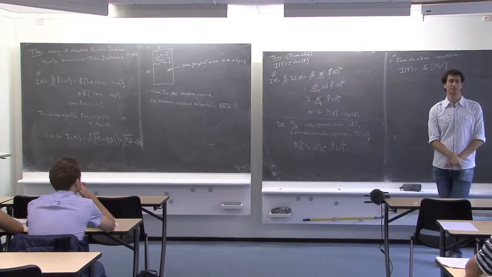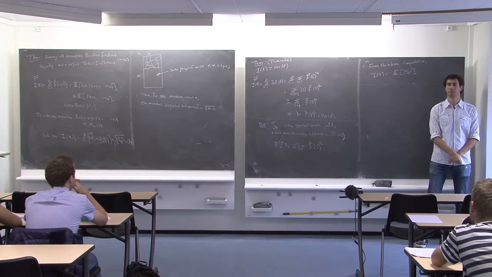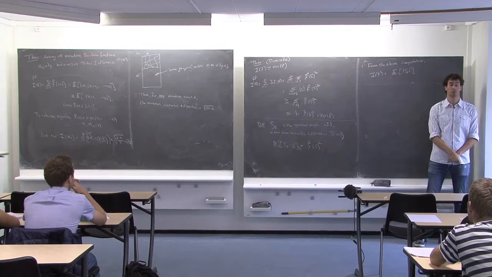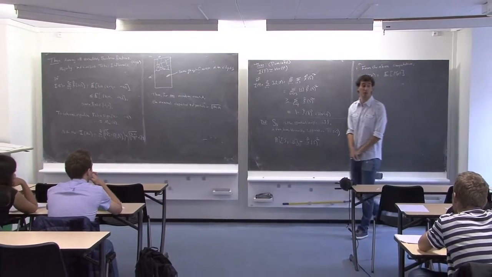Is Poincare tight? Is this inequality the best we could possibly hope for?